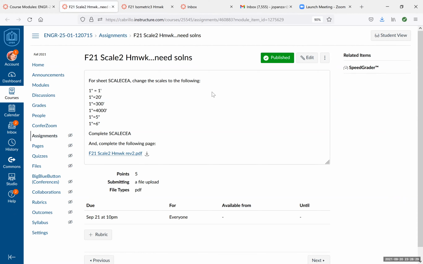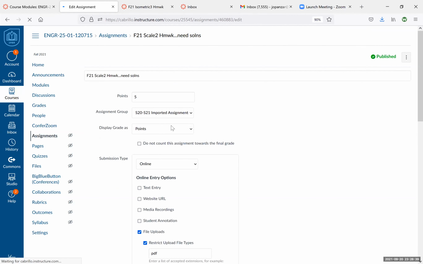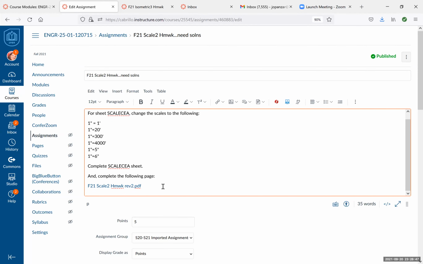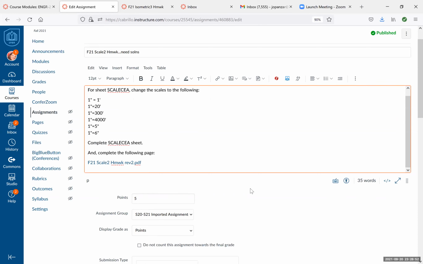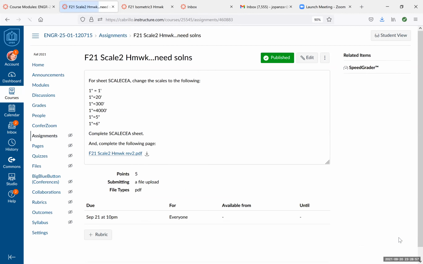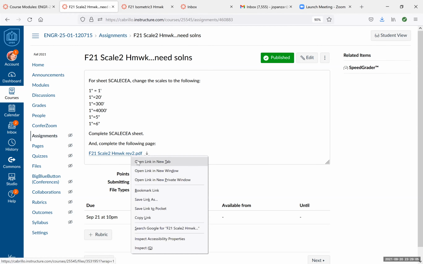Is everybody looking at my homework on the screen? It says for this sheet, change the scales to this and then complete the sheet. Actually, I should say complete sheet. But then there's another page. And this is another, let me just save this. It's another one like this, where I'm saying you want to draw this on this page. You want to draw this on this page. And you could take a look at that. Let me just open it up for you in case you want to jump ahead.